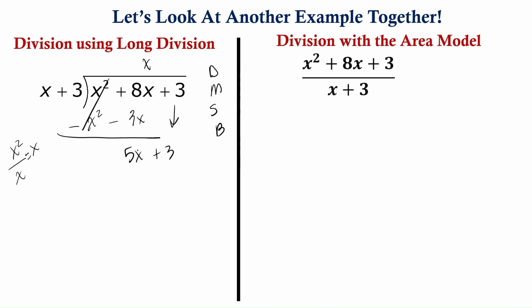So now I'm going to look at what I need to do with 5x. We're going to divide 5x by x. That's going to give me positive 5. The x's will cancel out. If I do 5x by x, those x's cancel out, and I'm left with 5.